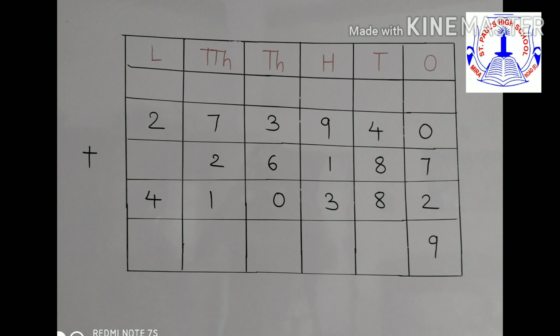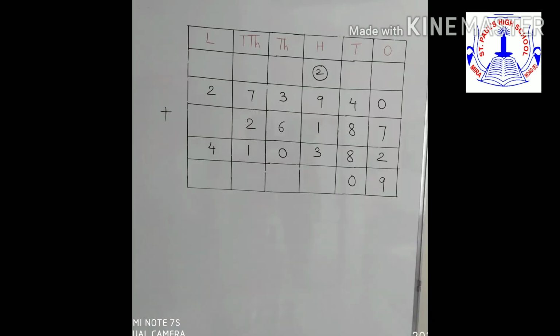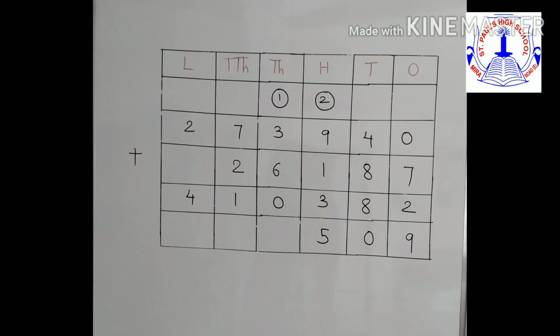So we have to add from the ones column: 0 plus 7 plus 2, which is equal to 9. So we'll write 9. Then 4 plus 8 plus 8, which is equal to 20. So 0 we will write in the tens column and 2 we will carry to the hundreds column. 2 plus 9 plus 1 plus 3, which is equal to 15. So 5 we will write in the hundreds column and carry 1 to the thousands column.